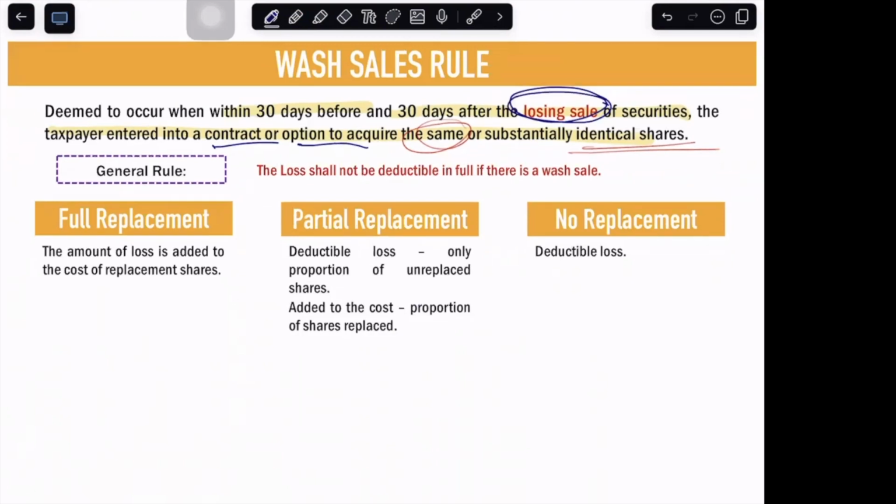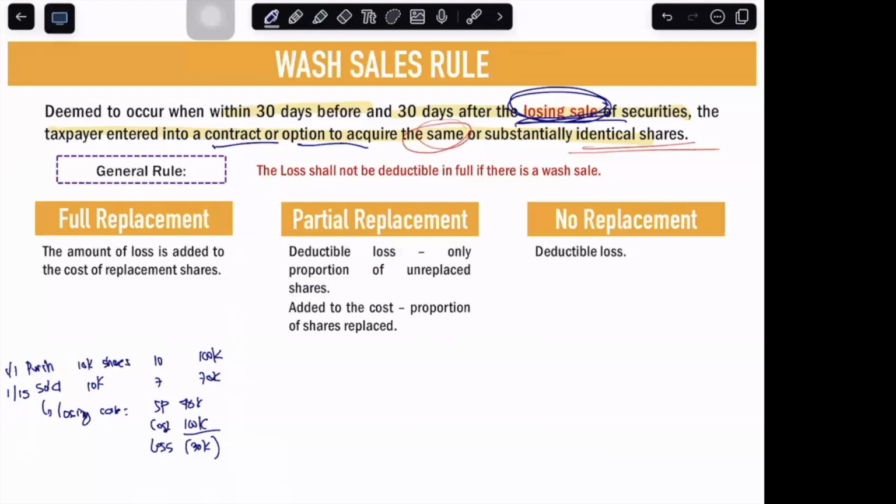So let's say, for example, we purchase 10,000 shares for 10 pesos each, 100,000, on January 1. On January 15, you sold the 10,000 shares for 7 pesos each. That is only 70K. So in short, this is a losing sale. Sir, why is it a losing sale? Because the selling price is 70, but the cost is 100. So there's a loss of 30,000. So that is a losing sale.